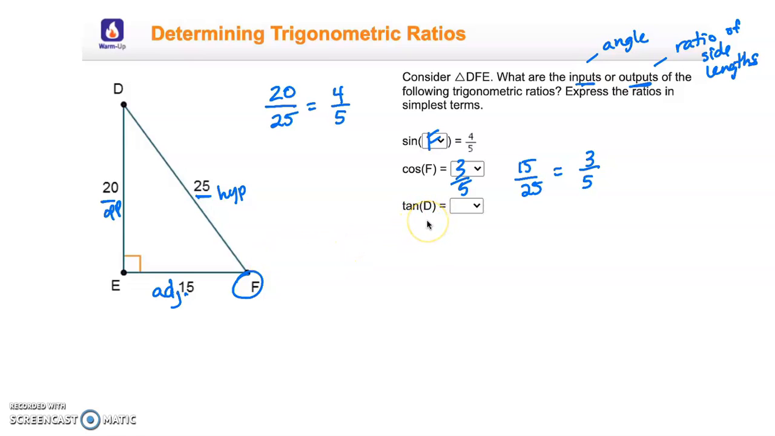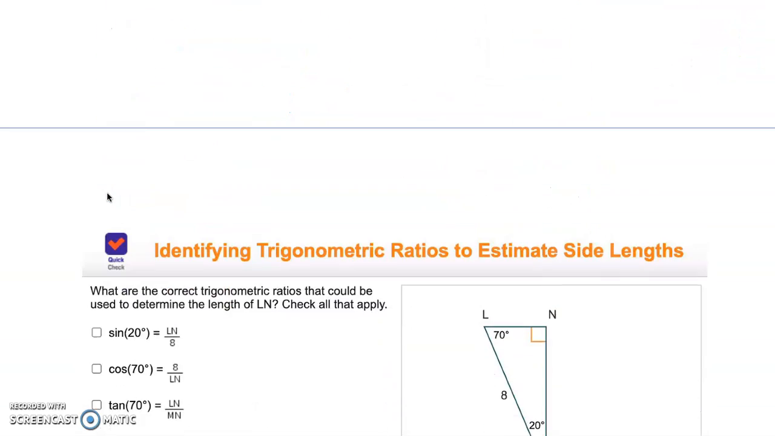Now we're looking at the tangent of D. Our input angle is different. Our input angle now is D. If we're looking at D, the opposite of D is now this side because it's opposite that angle, and the adjacent is the one that helps make up that angle. So the tangent is going to be the opposite over the adjacent, which is 15/20. Again, if we divide both by 5, we get 3/4. That's the input and the output, the angle and the side length ratio.